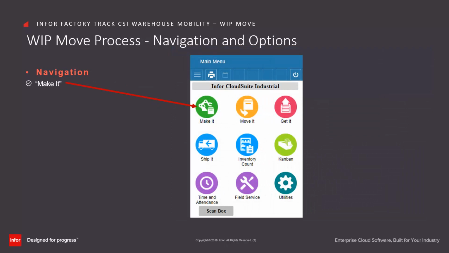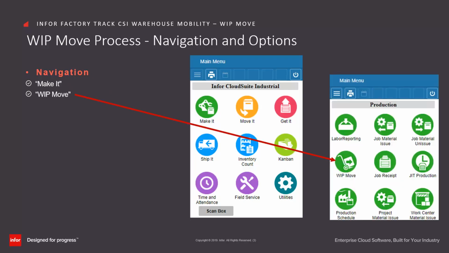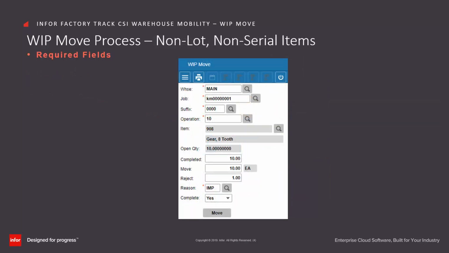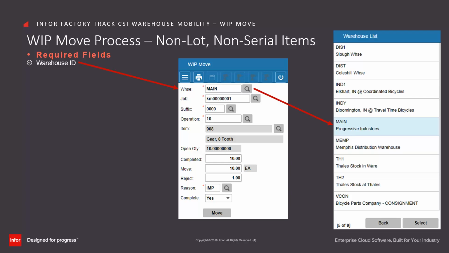To start the WIP Move process, from the Factory Track Warehouse Mobility main menu, click on the Make It icon. This navigates to the production screen where you click on the WIP Move icon. To record a WIP move on a non-lot, non-serial item, enter or search and select from the warehouse list for the warehouse ID where the items are located. This can also be defaulted to the user's warehouse based on configuration settings on the user form.